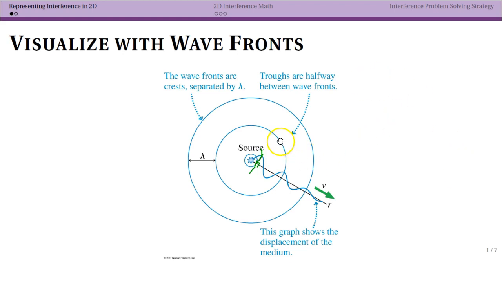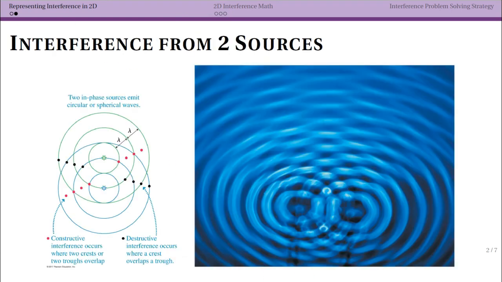So remember, each circle represents a crest, the trough is halfway through, and so we have a wavelength spacing between the circles. And it's really important that you understand this, since when we go to do interference with these, it can be a little tricky to interpret if you're not comfortable with this.